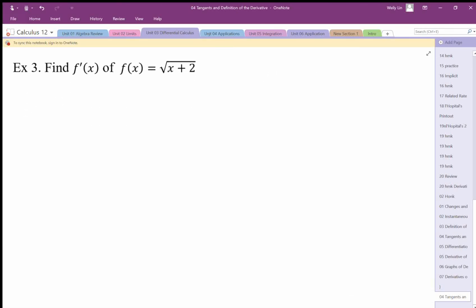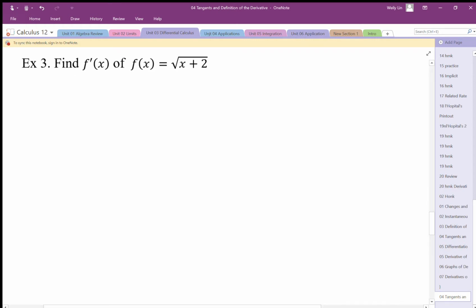So this is a square root function. We want to find the slope function for the square root function. What we're going to do again is find that point. This is going to start at x equals -2. I can find some arbitrary point x. The height of that is square root of x plus 2.